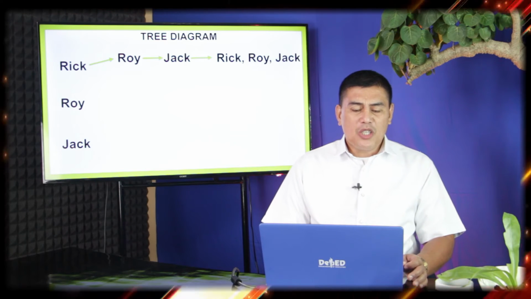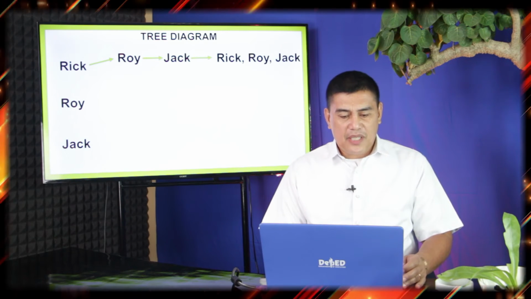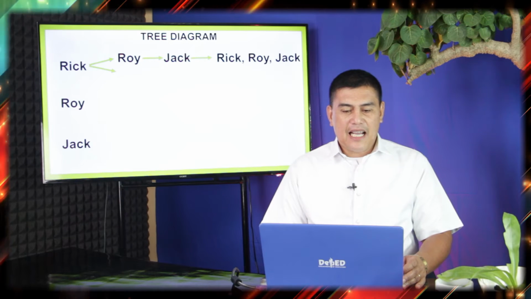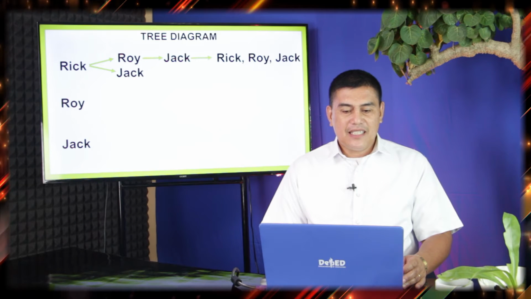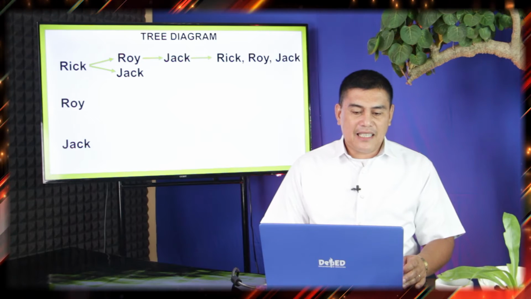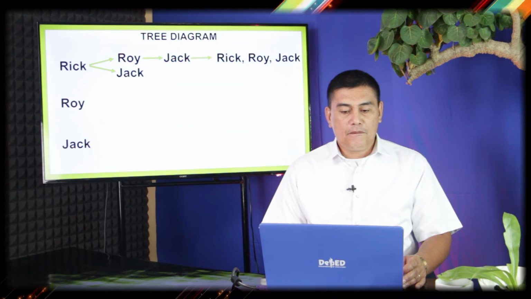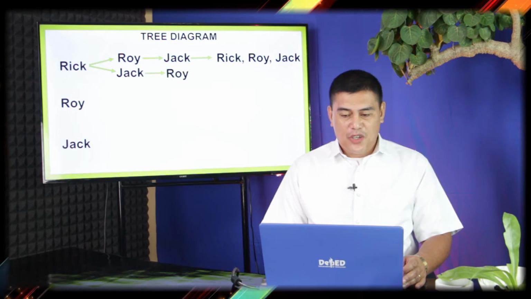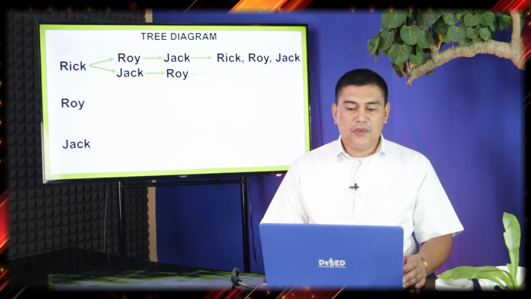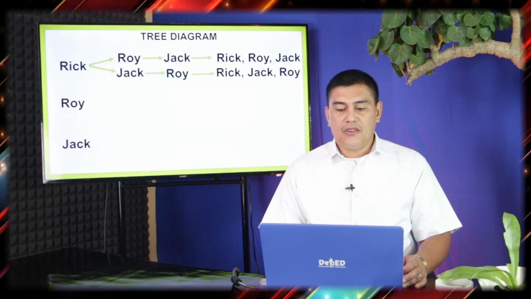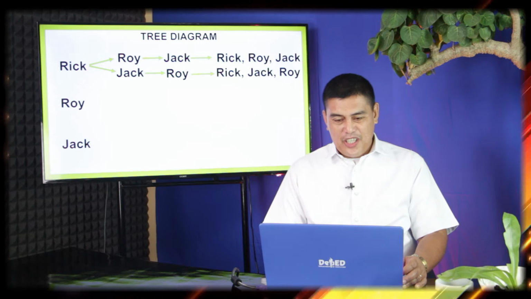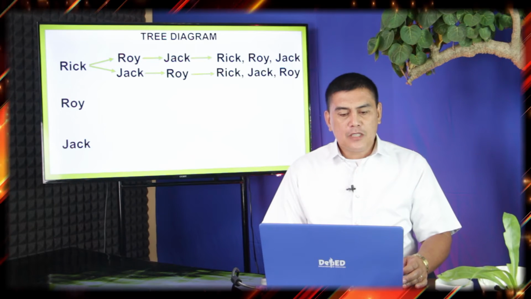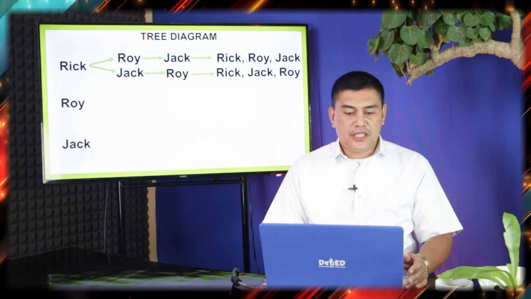Okay. Now, kung ang nasa kanan ay si Rick, ang sa gitna ay si Jack, sino naman ang nasa kaliwa ni Jack? Of course, si Roy. So, the possible arrangement would be Rick, Jack, and Roy. Now, balikan natin sa kanang pwesto.